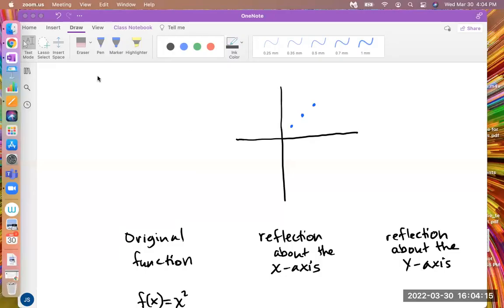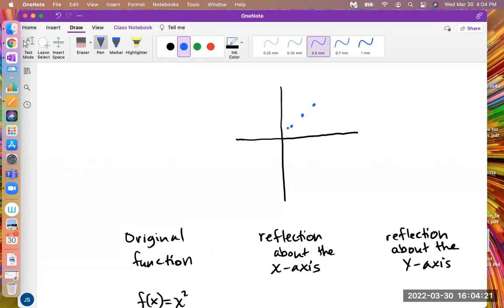Hi. So I'm doing this video to help you understand reflections about the y and x axis. So let's look at this. Let's say that these are my points. Let's say I have a very simple little graph.